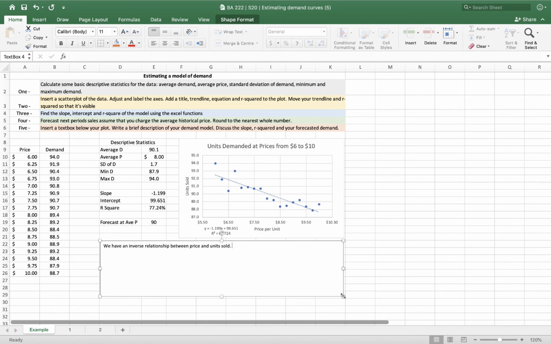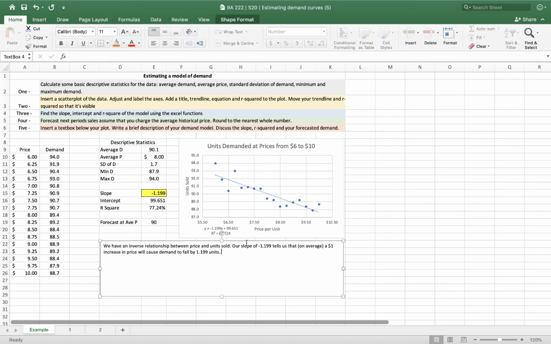The number that best quantifies that relationship is, in fact, our slope. The slope tells us to what degree demand changes when price changes. Our slope of negative 1.199 tells us that on average, a $1 increase in price will cause demand to fall by 1.199 units. You know, of course, this goes the opposite way. If we decrease price by $1, demand would rise by 1.199 units.